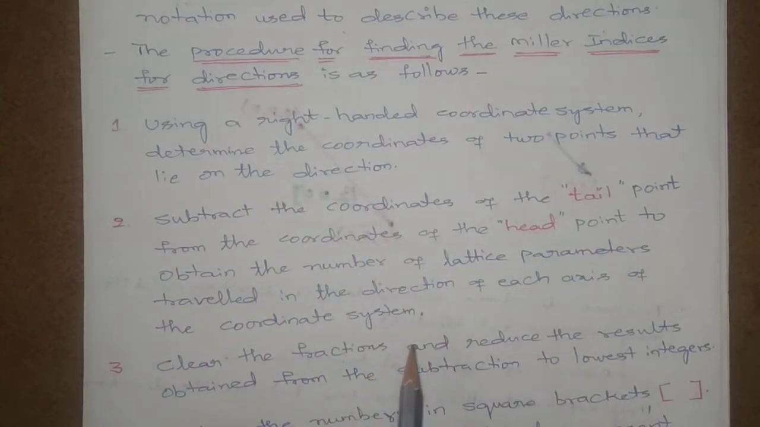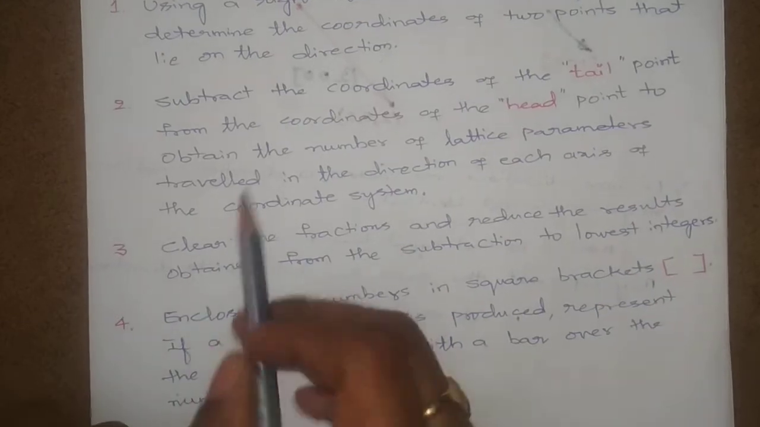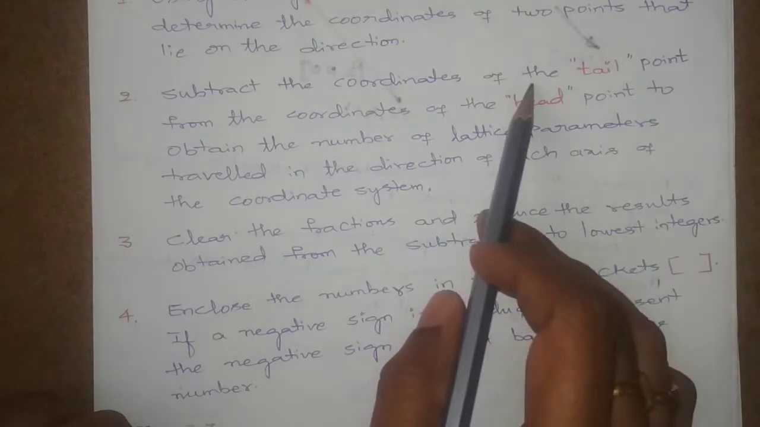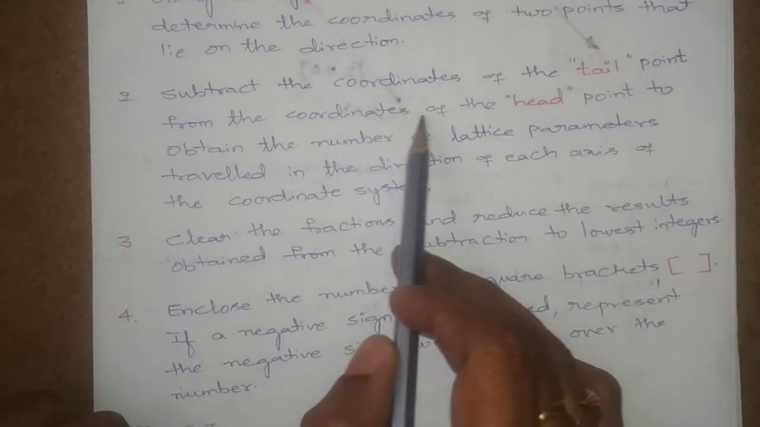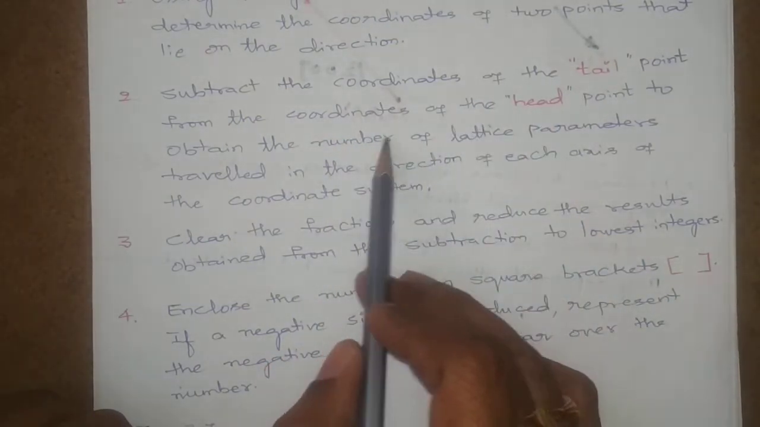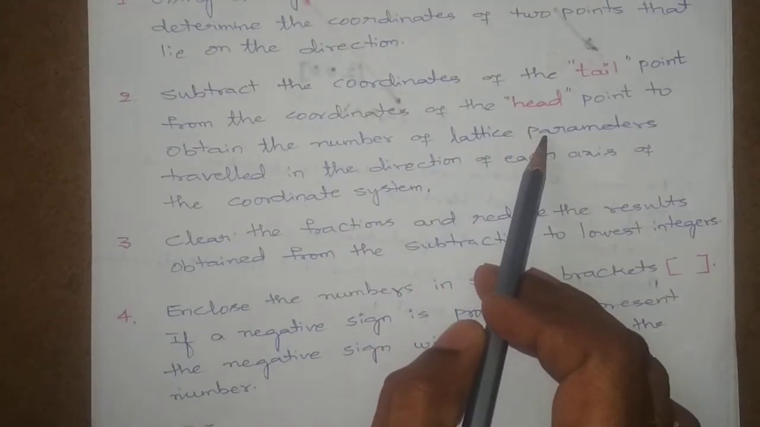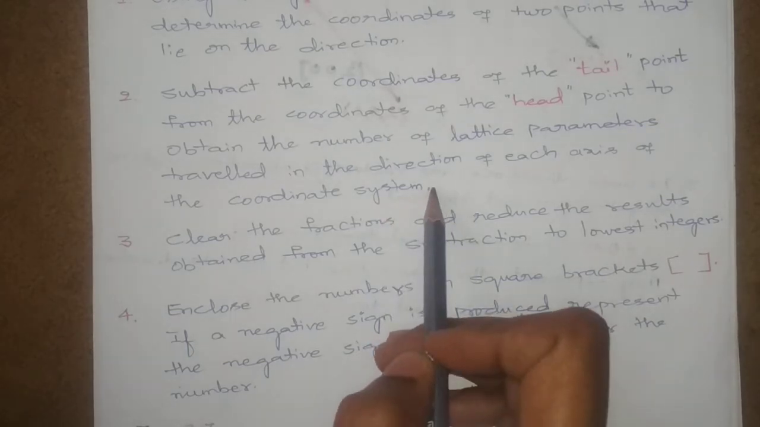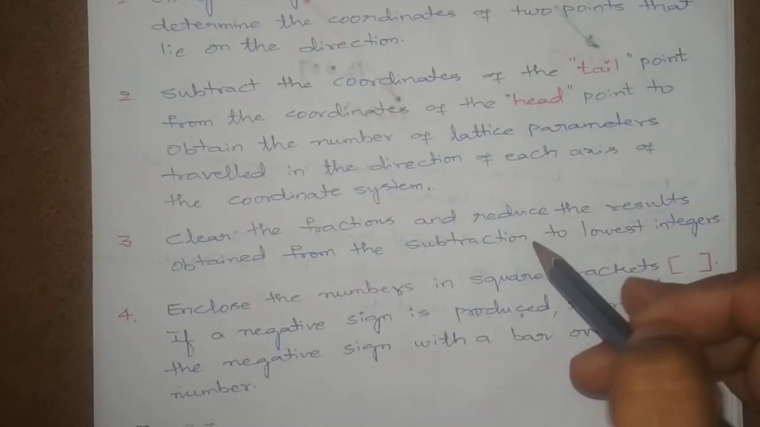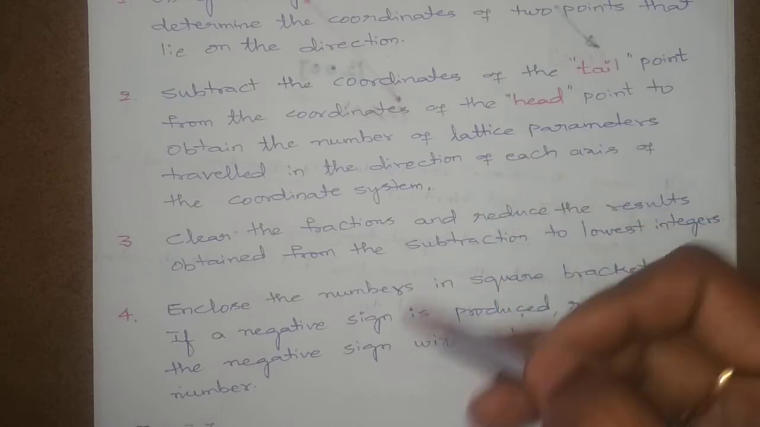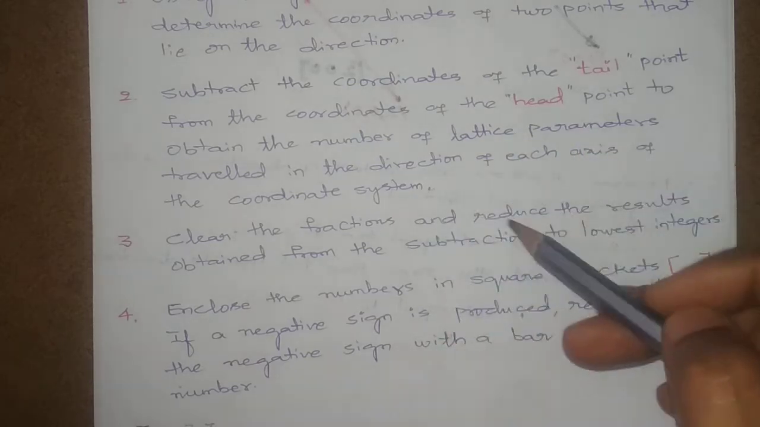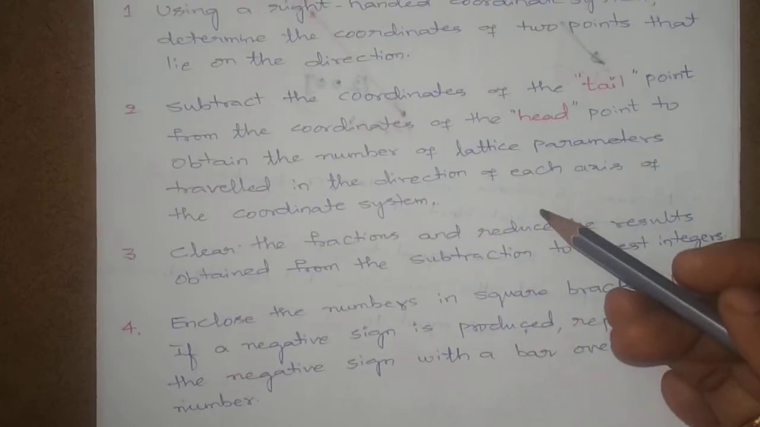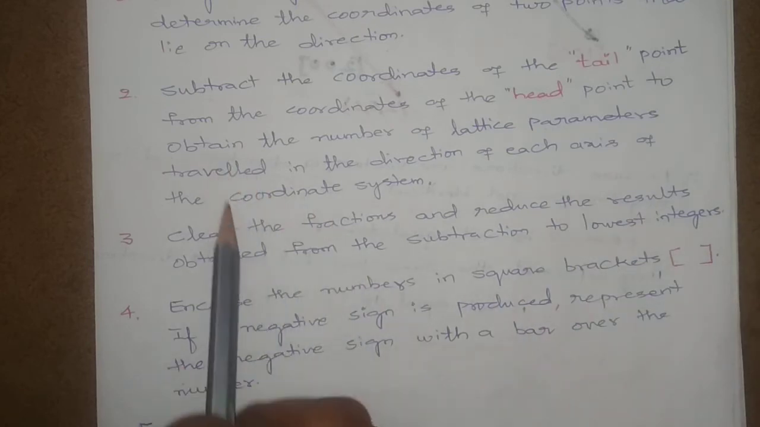After identifying the coordinates of the 2 points, the second step is to subtract the coordinates of the tail point from the coordinates of the head point to obtain the number of lattice parameters traveled in the direction of each axis of the coordinate system. Please try to understand the procedure. Once we understand this procedure, we will look into some examples of identifying the Miller indices for direction. So this is the second step.